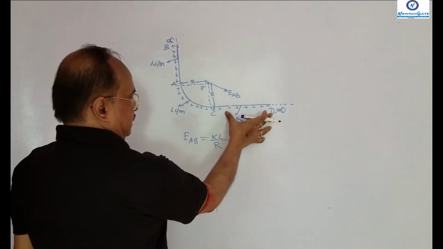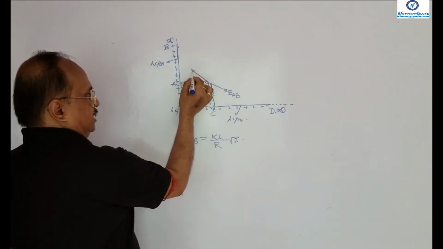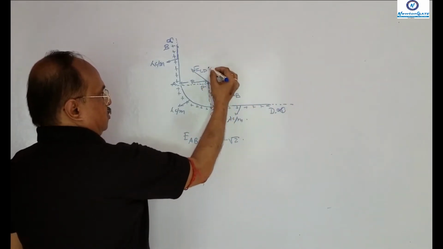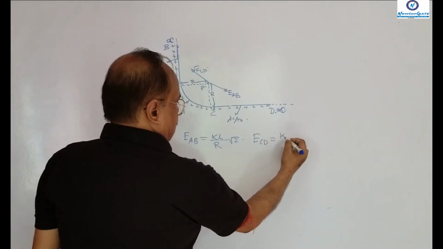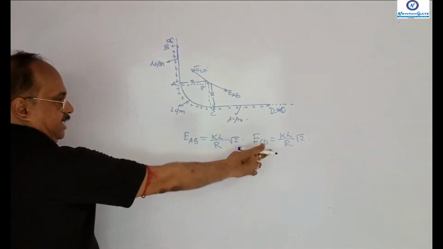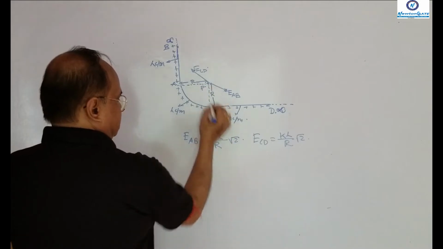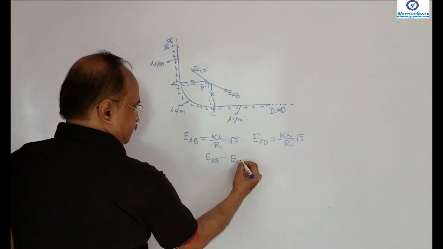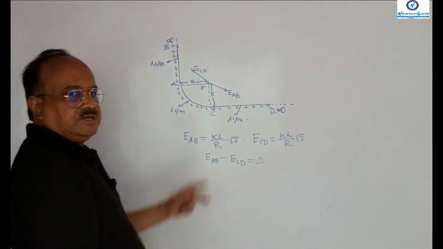Same way for this E_CD, if I think it over here, it will have an electric field in this direction. E_CD, same way that I have found it out, will be equal to k lambda by r root 2. So you can see this k lambda by r root 2 and the other one get cancelled out. That means this is 0. That means E net, E_AB minus E_CD, will be 0. That means along this direction there will be no electric field.